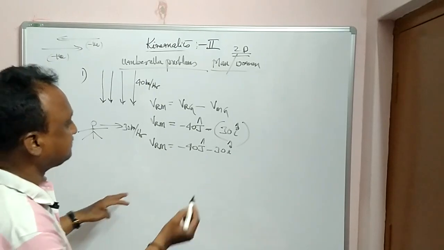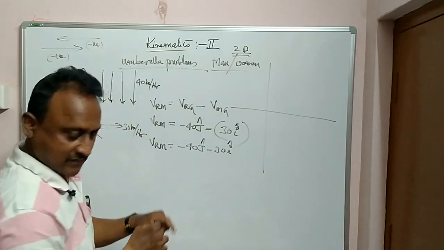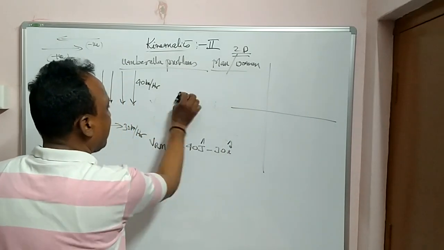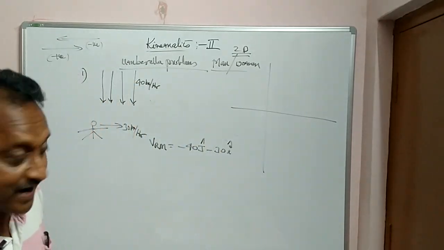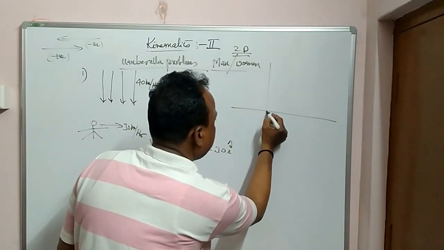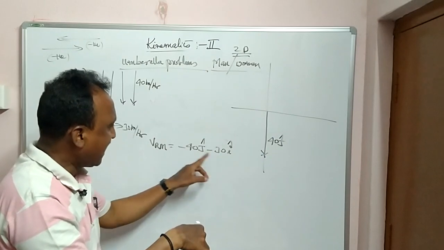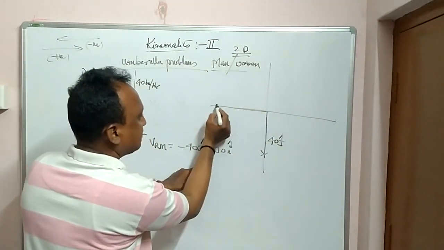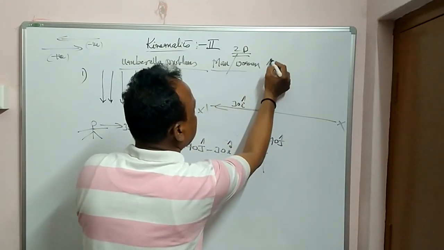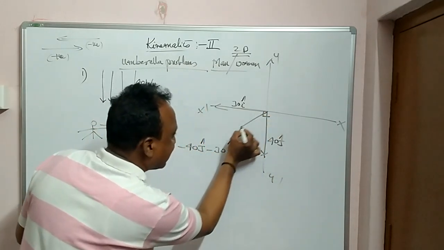Now we will draw a graph for this one. I will draw it here. So finally, the velocity of rain with respect to man I got is minus 40 j cap minus 30 i cap. Minus 40 means the downward direction. See, this is 40, j cap, downward direction, negative of y axis. And minus 30, negative x axis. This is minus 30. Negative, this is positive x, negative x, positive y, negative y. So both are acting at 90 degrees. So this will be the resultant.